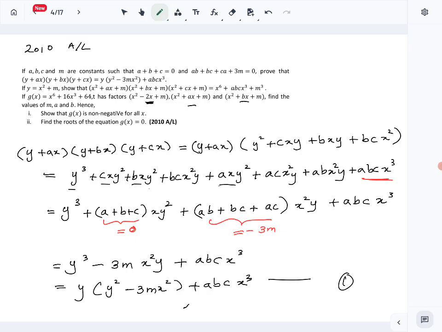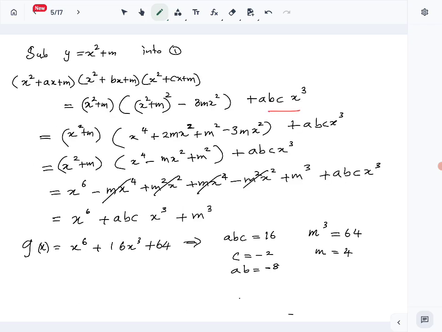AB has to be minus 8. We now have M. Now we have to find what is A and B. We can use these results also, right? AB is minus 8 and A plus B plus C is what? A plus B plus C is 0.